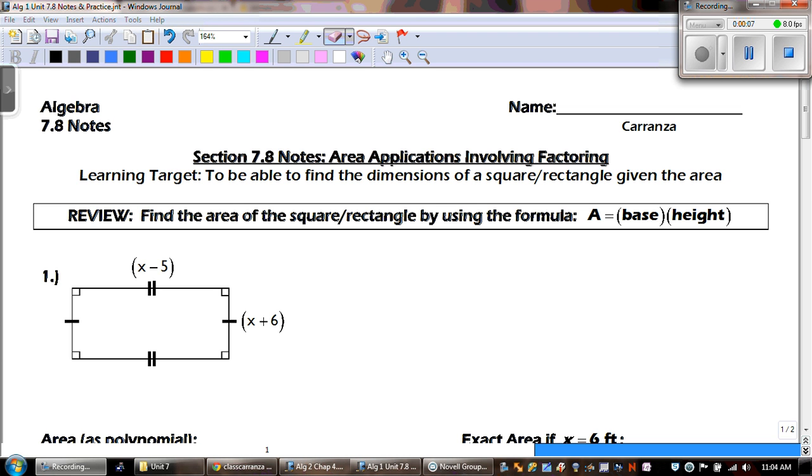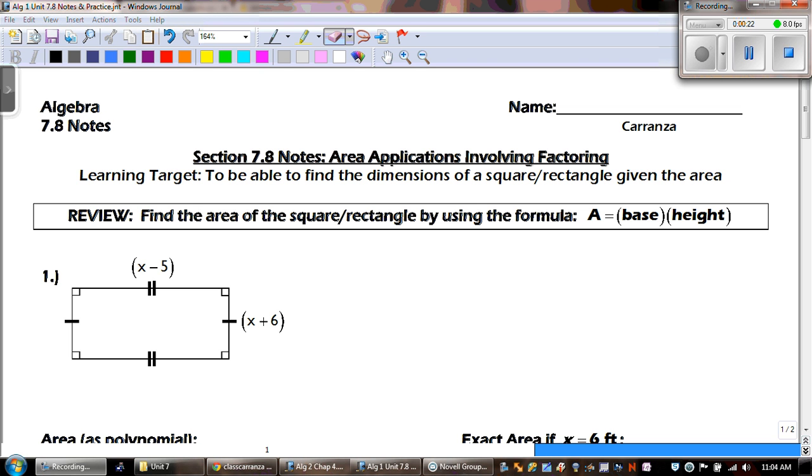Today we're talking about area applications involving factoring. Our learning target today is to be able to find the dimensions of a square or rectangle given the area. So before we get started learning the new stuff, let's do a little bit of a review.